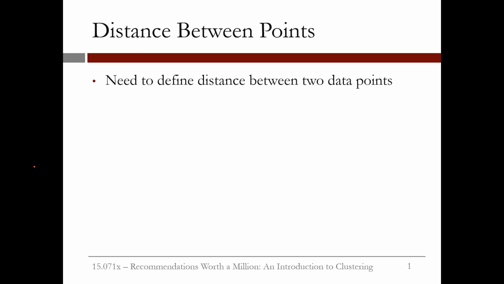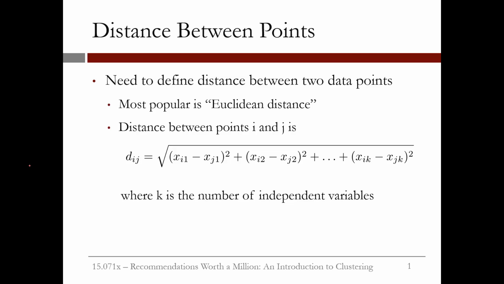So how does clustering work? The first step in clustering is to define the distance between two data points. The most popular way to compute the distance is what's called Euclidean distance. This is the standard way to compute distance that you might have seen before.